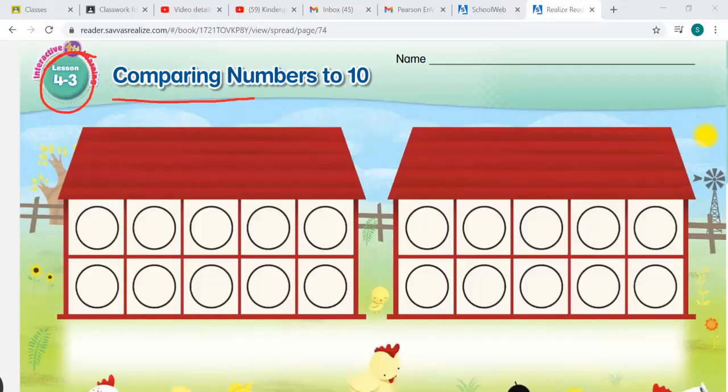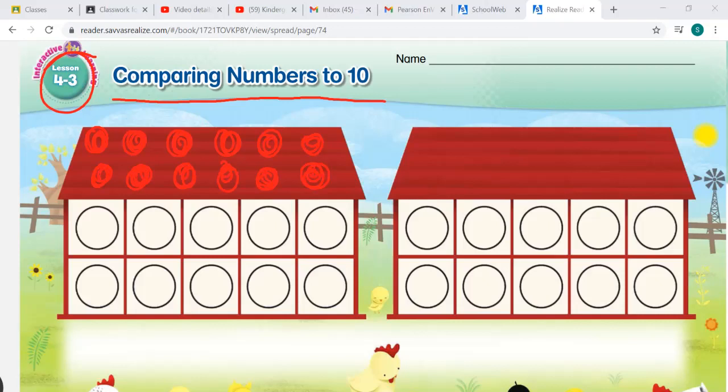It is time for math, and we are on lesson 4-3, comparing numbers to 10. You've already learned how to compare numbers to the number 5. You're going to now learn how to compare numbers to the number 10. I have some counters over here. I'm going to draw in some counters, and these are going to represent some horses on Mr. Brown's farm.